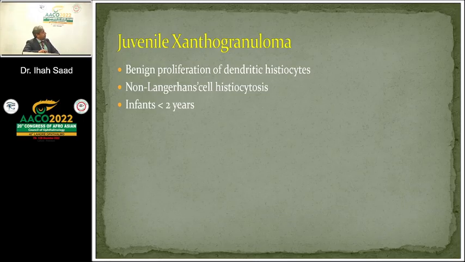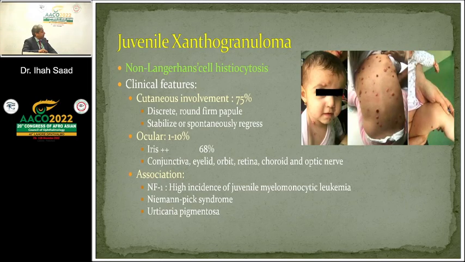So juvenile xanthogranuloma is a benign proliferation of dendritic histiocytes, which is divided into non-Langerhans cell histiocytosis and Langerhans cell histiocytosis. This is the recent classification. It affects infants below 2 years with mainly cutaneous involvement of macules or discrete firm papules on the skin. The patient is now about 3 years old and she didn't get any papules on the skin.